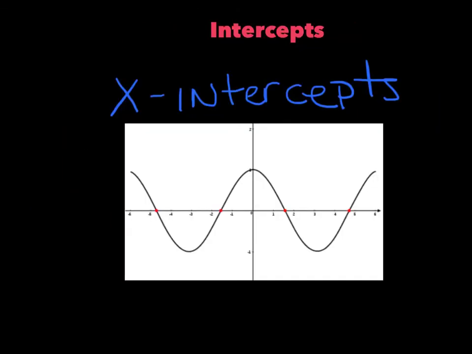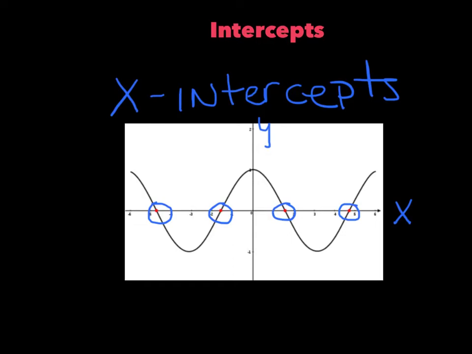All right, let's talk about intercepts. First of all, we'll talk about x-intercepts. That's simply where your graph crosses the x-axis. So let's go ahead and sketch this picture in our notebook here. This graph has 4 x-intercepts, and let's go ahead and circle them. Again, it's just where your graph crosses the x-axis.